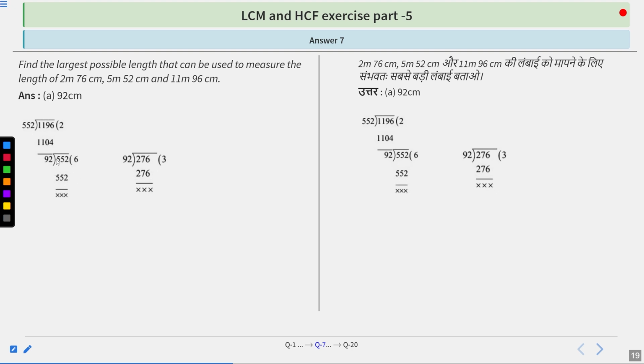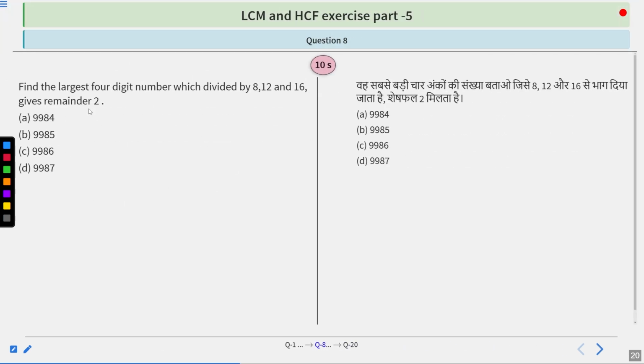Now we will check whether 92 can also divide 276. So 92 threes are 276, remainder is 0. That means 92 can be the HCF. So the maximum possible length or largest possible length is 92 centimeter. Option number A is the correct answer.